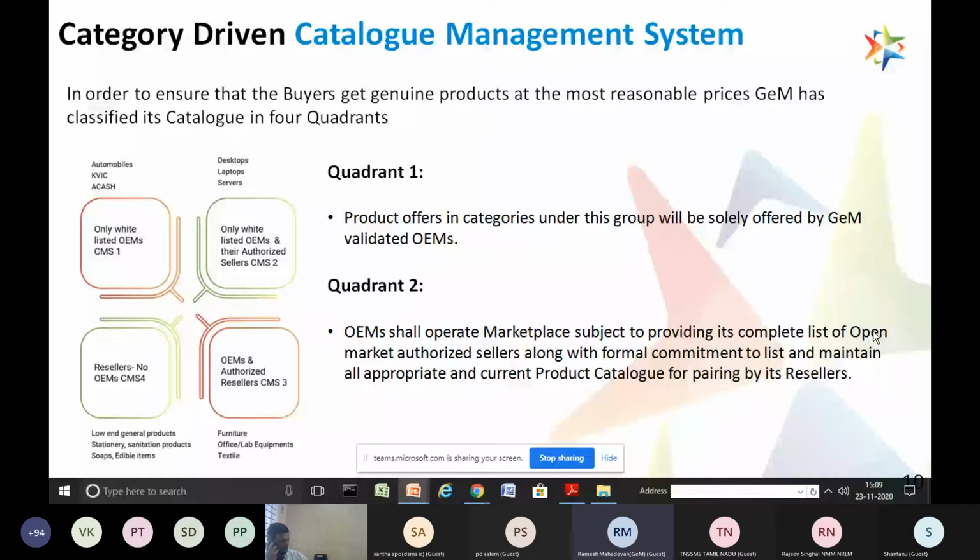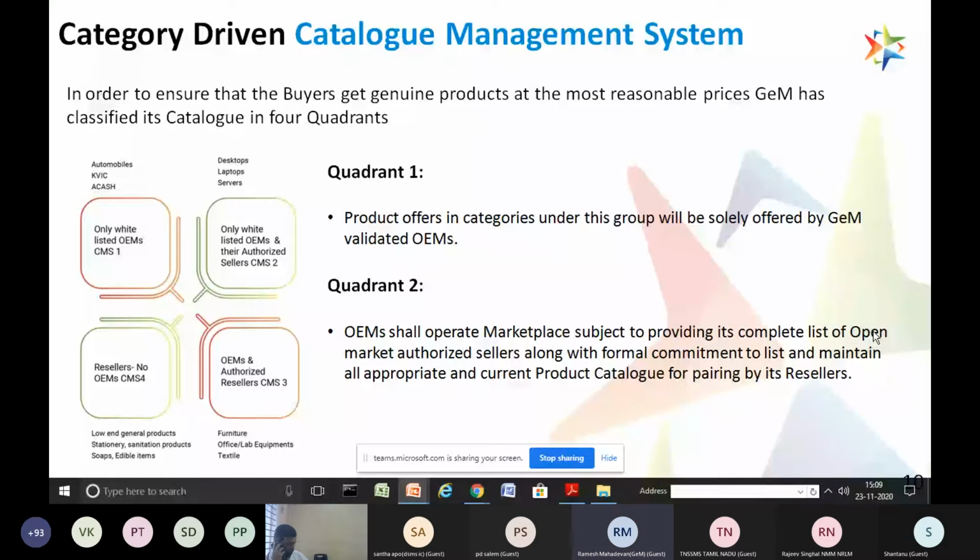You will be working on those 5 categories only. But to understand the overall portal, you have four quadrants, wherein GeM is putting all the whitelisted OEMs under quadrant 1, products like desktops and laptops under quadrant 2, furniture and office equipment under quadrant 3, and normal routine sanitation and stationery equipment under quadrant 4. You need not worry about this because your category is already listed.